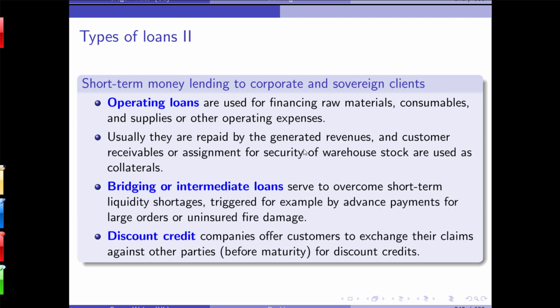Additional contracts, additional business, you need more raw materials, and you pay back the operating loan from the revenues generated, for example, from the new business. Bridging or intermediate loans serve to overcome short-term liquidity shortages, triggered, for example, by advance payments for large orders or uninsured fire damage or anything else. Again, it can be a good reason or a bad reason behind that.